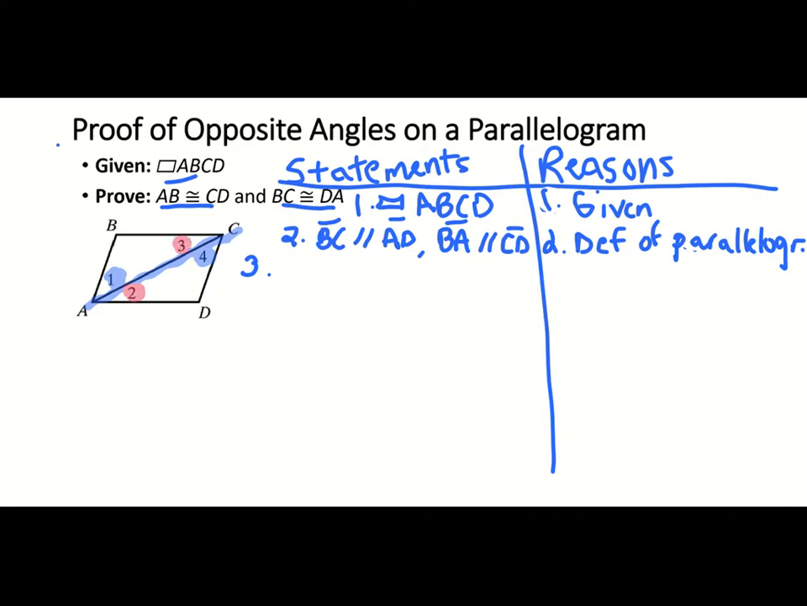Now, how do we know that? If I put that on there, if I say angle 1 is congruent to angle 4 and angle 2 is congruent to angle 3, how do I know that? What do we know about parallel lines? What kind of angles are those inside the parallel lines? Hopefully, you are thinking of your alternate interior angles theorem.